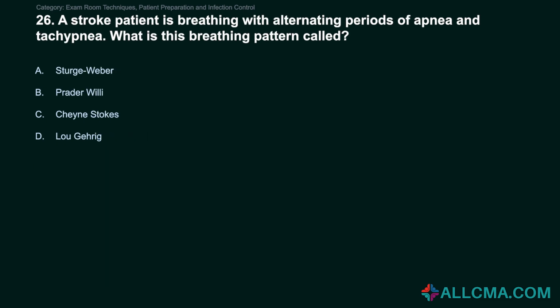26. A stroke patient is breathing with alternating periods of apnea and tachypnea. What is this breathing pattern called? A. Sturge-Weber. B. Prader-Willi. C. Cheyne-Stokes. D. Lou Gehrig. Correct answer, C.